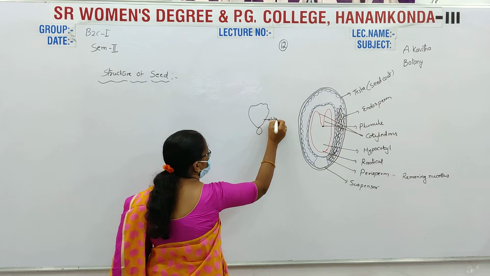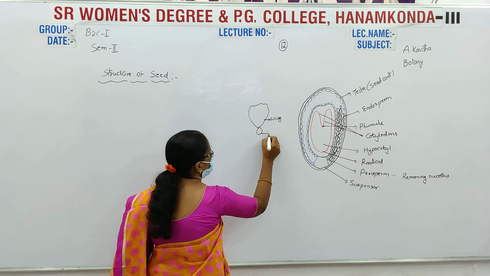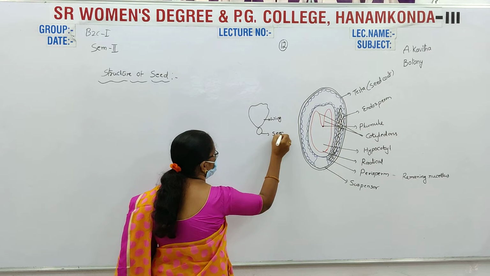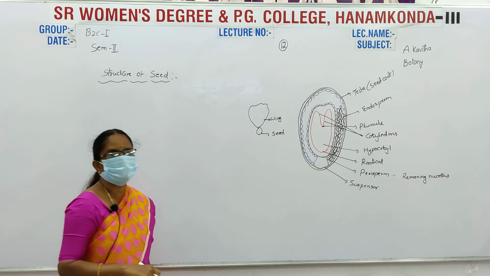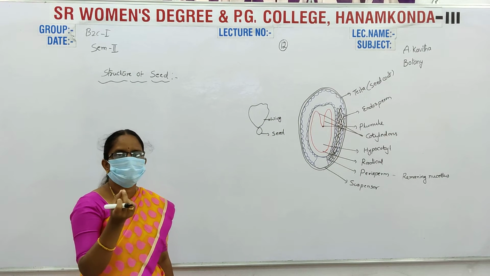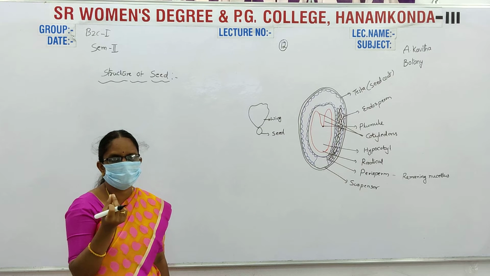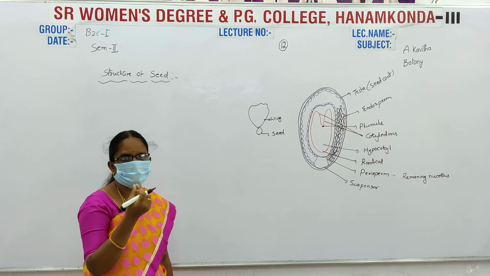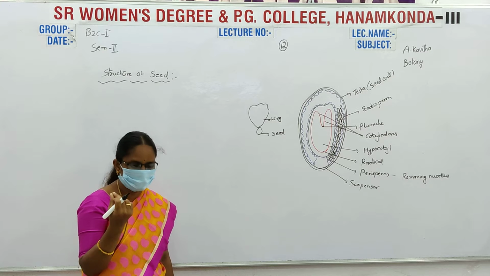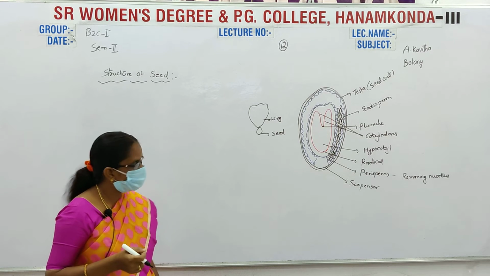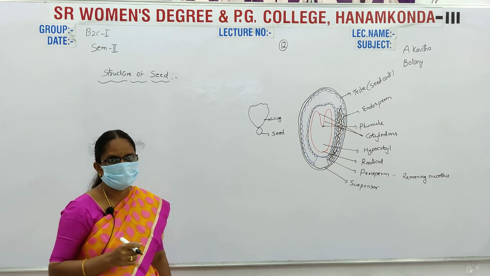For example, this is the small seed. This is the wing-like structure. The seed consists of a wing-like structure. The wing-like structure is used in the dispersal of seeds. The seeds are very small and attached to the wing-like structure. And this is a normal seed structure.